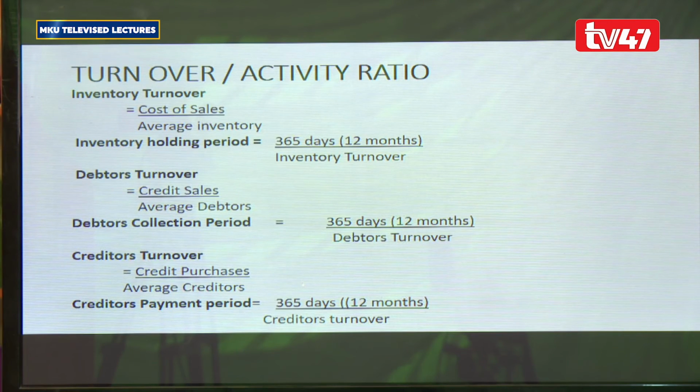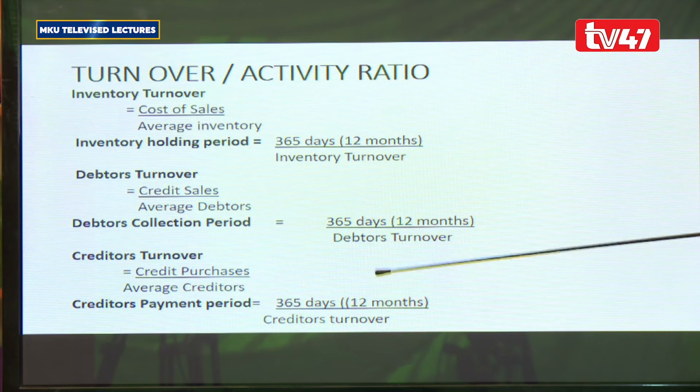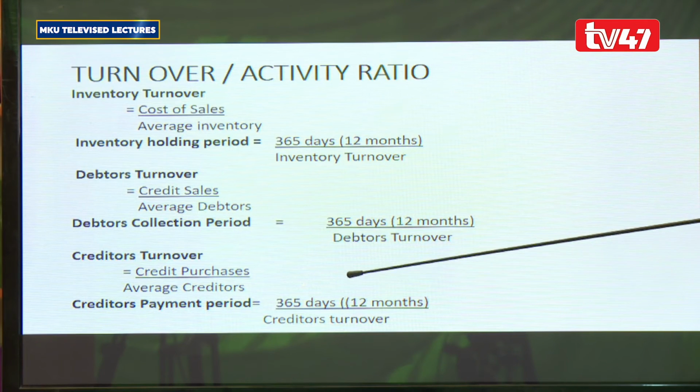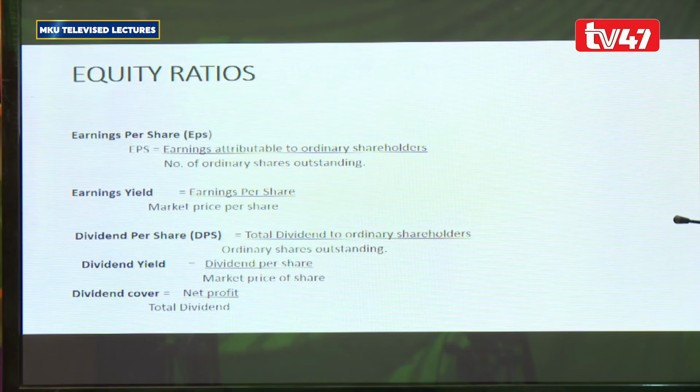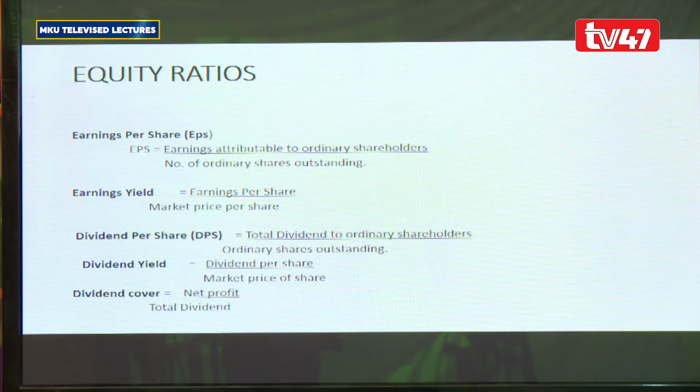And after getting the credit turnover, you can comfortably get the credit period by taking the number of months you divide by the credit turnover, or 365 days divided by the credit turnover. Then we have the equity ratio. The equity ratio, they also refer to as the shareholders ratio.